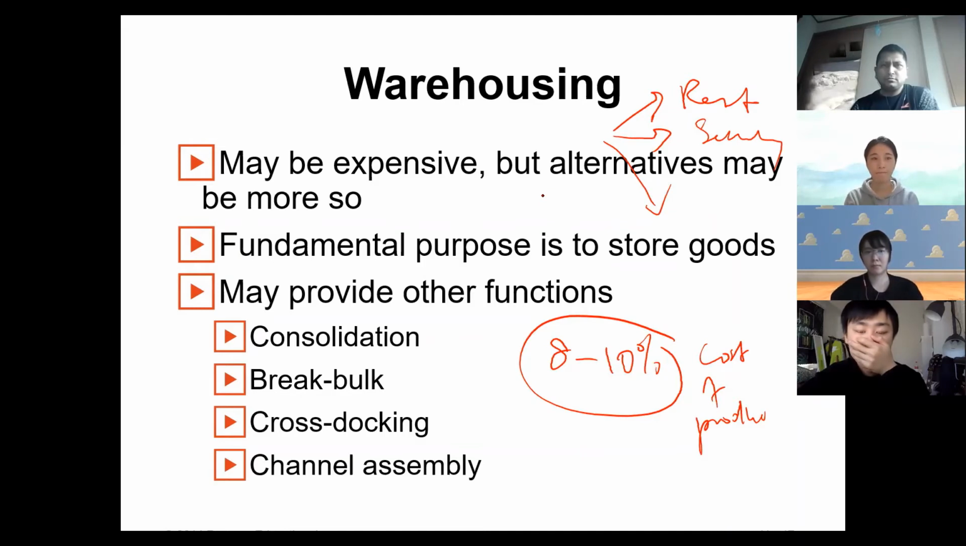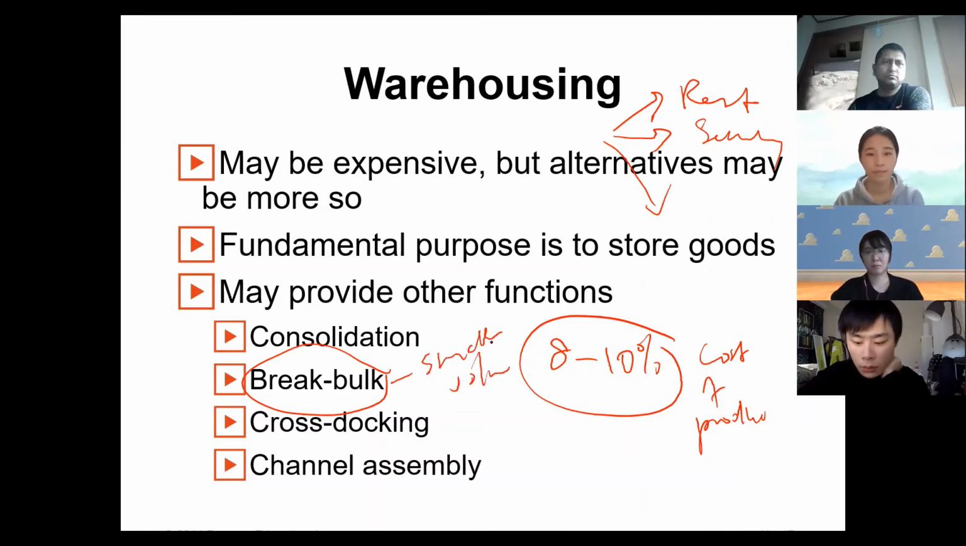That means you need to have warehouses, where the fundamental purpose is to store goods, and you can also do some other things. You can consolidate, meaning you accumulate or centralize different kinds of products into one warehouse. Or you break bulk, meaning you break big volumes into smaller shipment sizes for distribution purposes. Or you can also have cross docking.